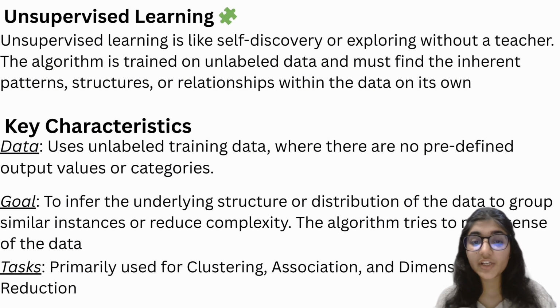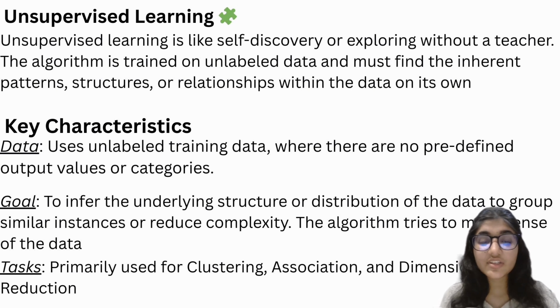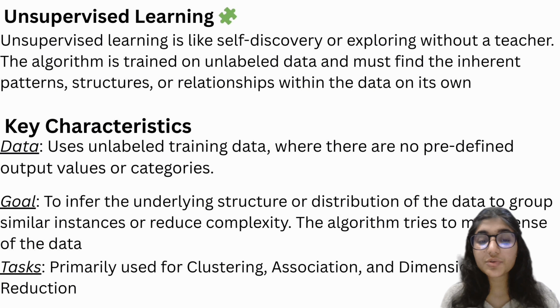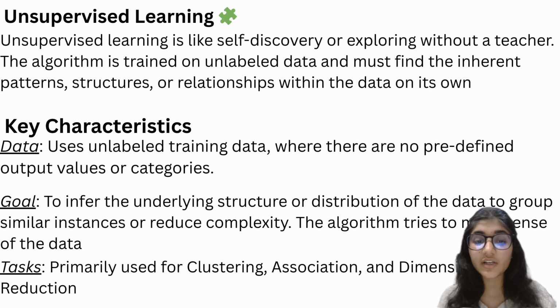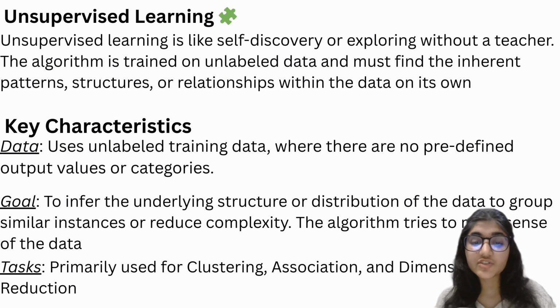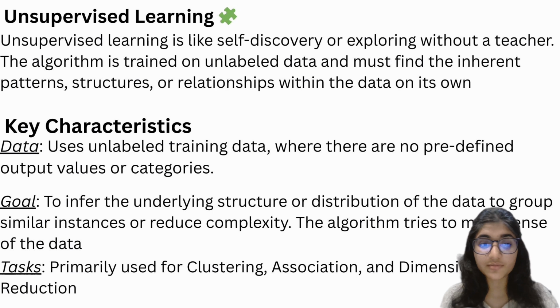The algorithm is trained on unlabeled data and must find the inherent patterns, structures, or relationships within the data on its own. Its key characteristics include: it uses unlabeled training data where there are no predefined output values or categories. The goal is to infer the underlying structure or distribution of the data, to group similar instances, to reduce complexity. The algorithm tries to make sense of the data, and its tasks include primarily clustering, association, and dimensionality reduction.